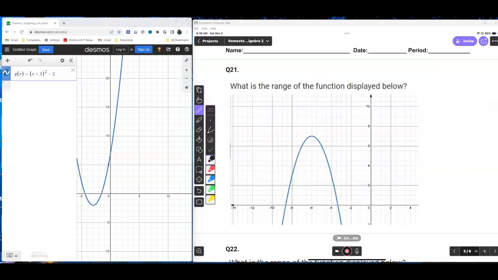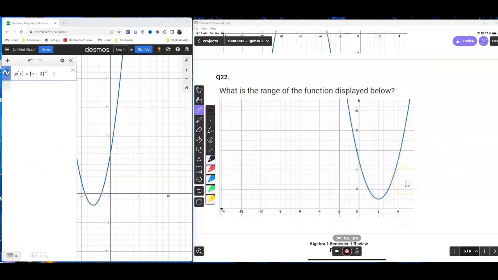It says, what is the range of the function displayed below? We notice that it reaches its highest point at y equals 7. So the range will be y is less than or equal to 7. That's in inequality form. In interval form, it's going to be from the lowest, which is -infinity, to the highest, which is 7. So the range can be written in both inequality and interval form.